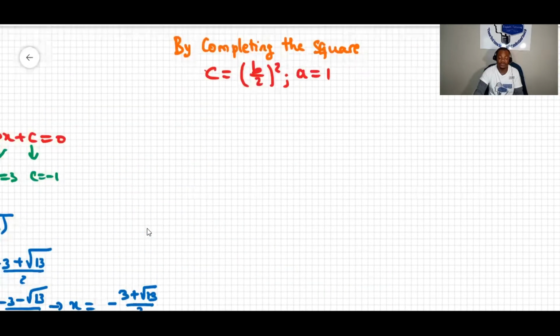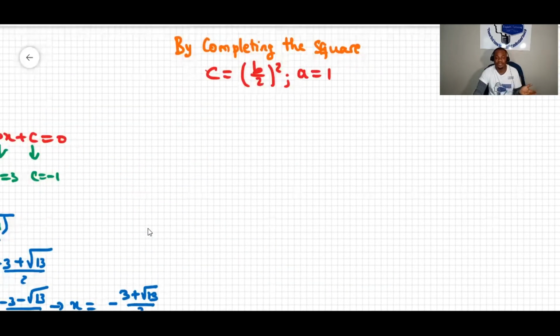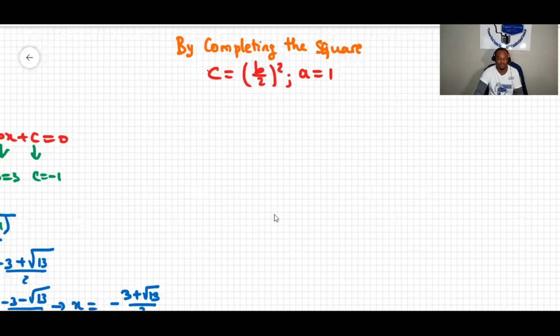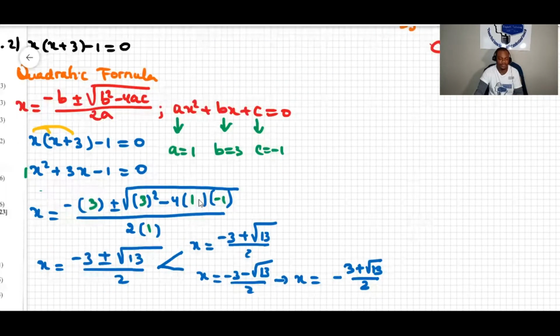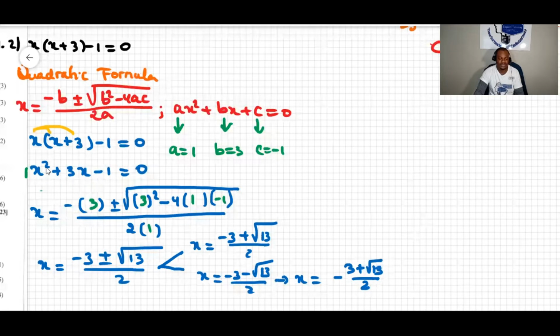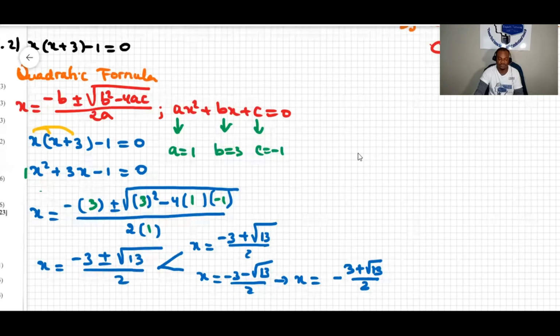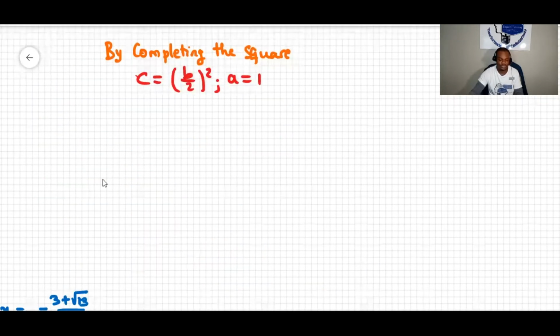And then if a is not 1, we need to change. We will divide the whole equation by the coefficient of x squared in order to have a equal to 1. Now, we already expanded this equation over here. It's now x squared plus 3x minus 1 equal to 0. So the equation is now like this, okay?